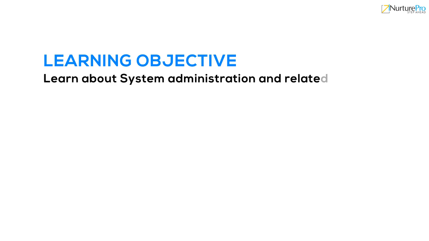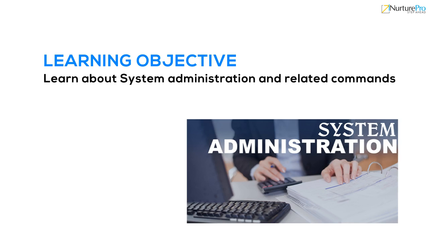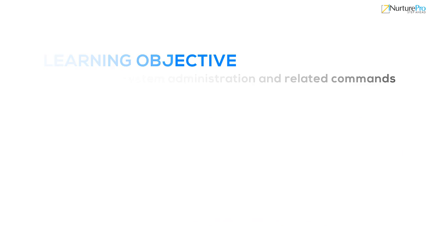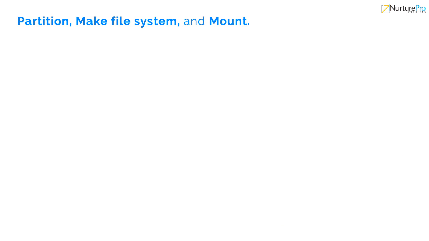Hello students! In this module, we are going to discuss system administration and related commands. We can create a file system on Unix by following certain steps. The steps are: Number 1. Prepare the device to receive the file system. Create the file system inside the partition. Mount the created file system to make it visible to the users. Thus, we have to remember 3 activities: partition, make file system, and mount, in that order.